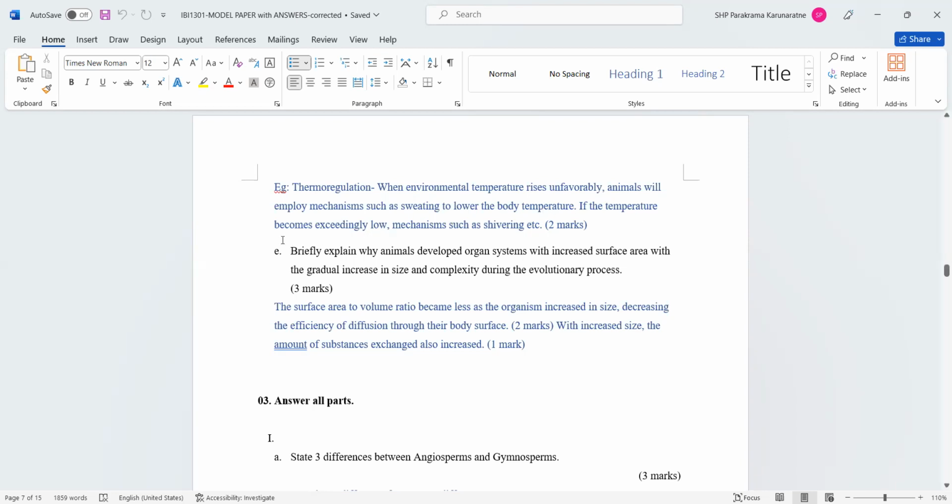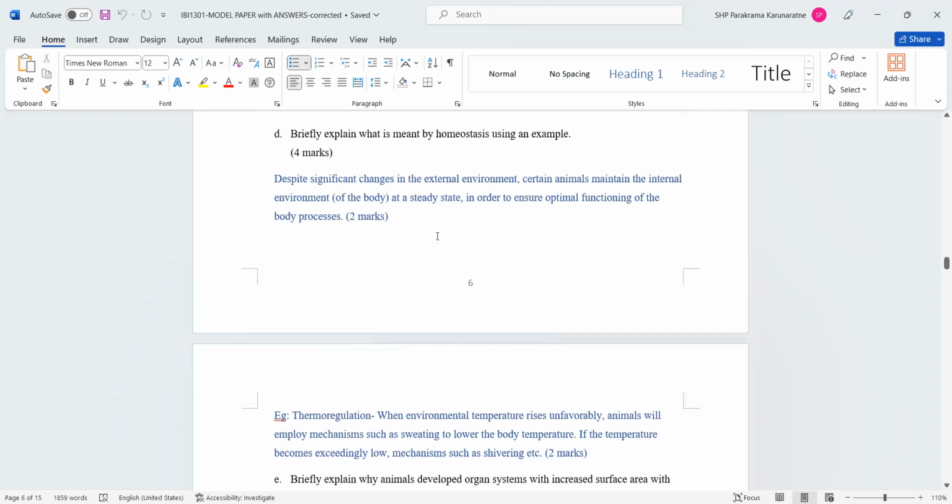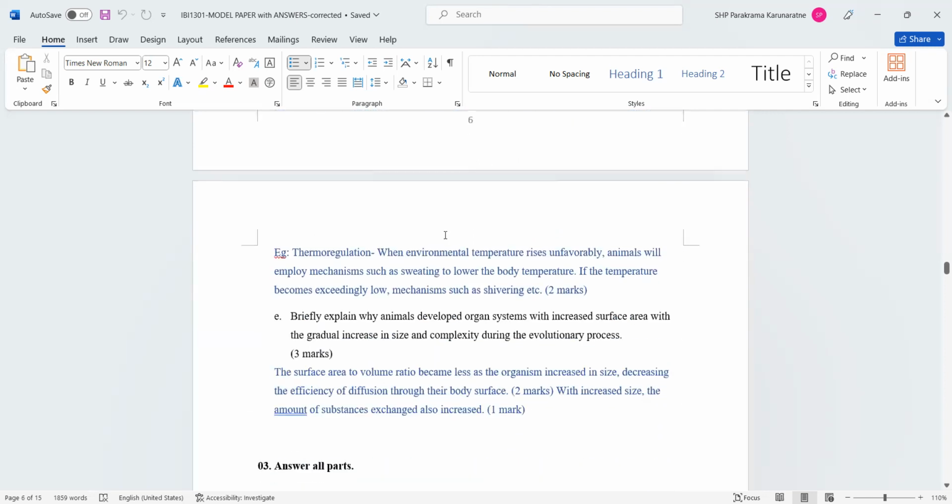If the temperature becomes exceedingly low, then we have shivering. When shivering happens, what happens? Shivering means generating heat inside the body. So these things happen just to generate heat or lose heat if the body temperature goes up or down, right? So this is an example: thermoregulation is an example of homeostasis, right?